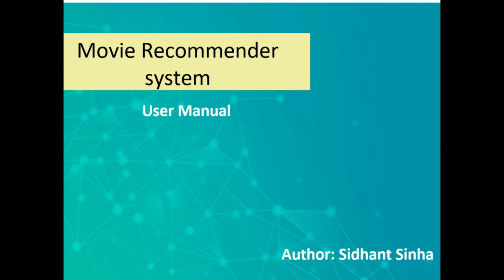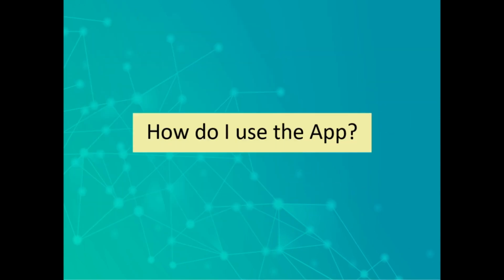Firstly, let's look at the two main objects in the GUI, or the graphic user interface, of this simple recommendation system, which can be further utilized for many other purposes as well. How do we use the app? For this, we will be looking at two main objects in the graphic user interface.